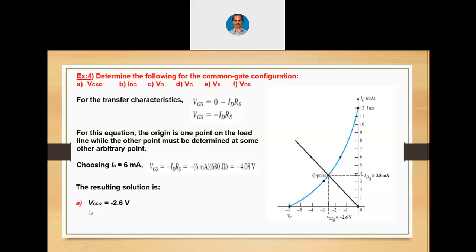So the resulting solution is A is VGSQ equals minus 2.6 volts. Then IDQ equals 3.8 milliampere. These two are directly obtained from the graph.